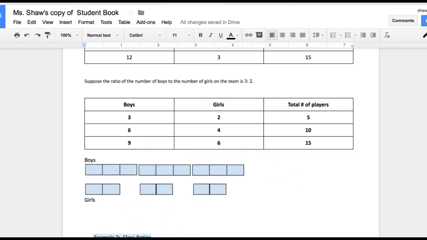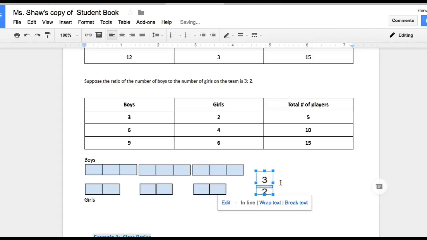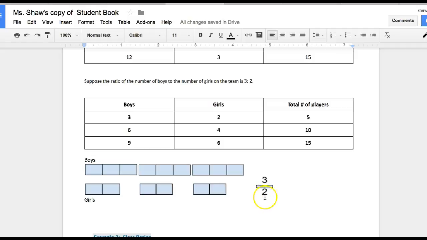Okay, now here's where it gets interesting. When we talk about ratios of 3 to 2, with a 3 and the colon 2, we can also write it as a fraction. And let me show you what that looks like. Right here we have 3 over 2, where 3 represents the boys and 2 represents the girls.